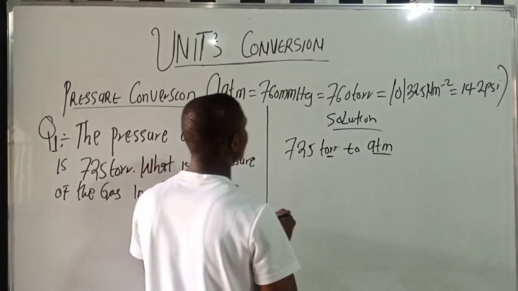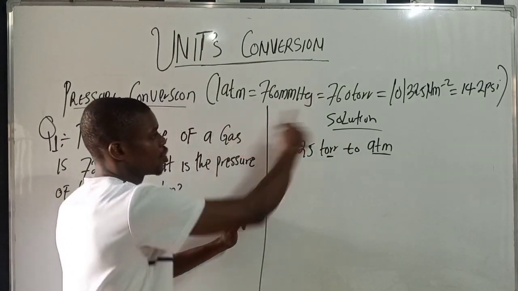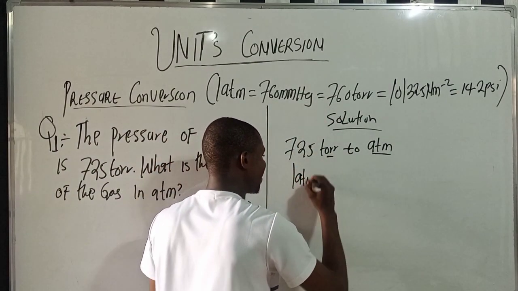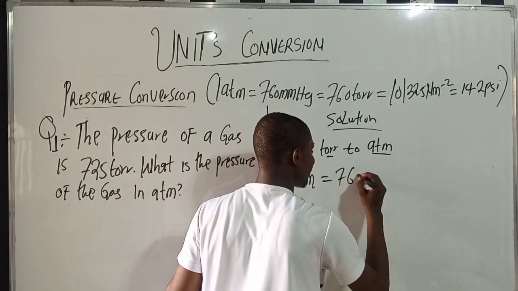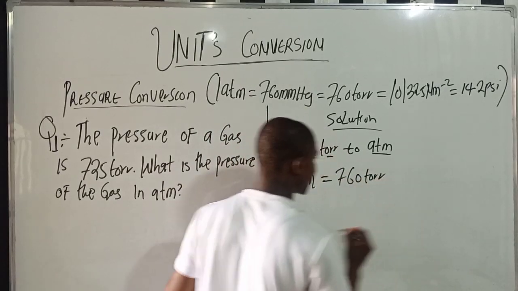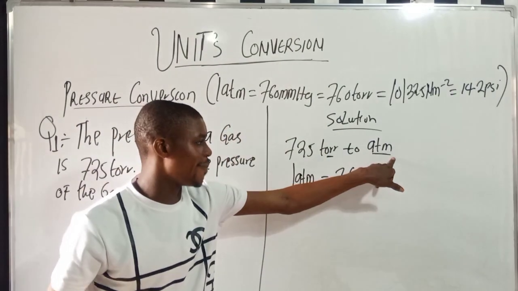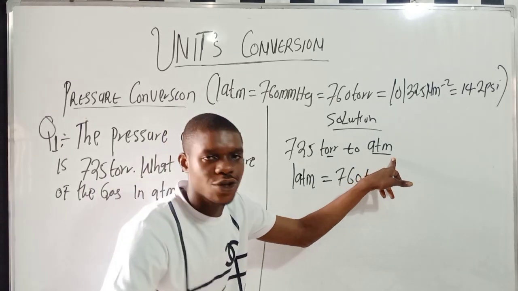So you want to write that. From the standard relationship, here we have 1 atm is equal to 760 torr. Do that. Remember, what are we converting to? We are converting to atm. It means that my final unit is going to be atm.